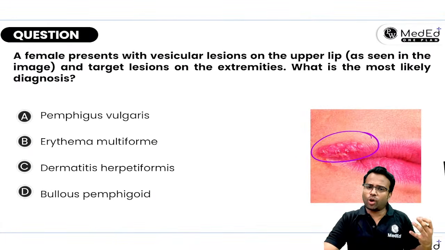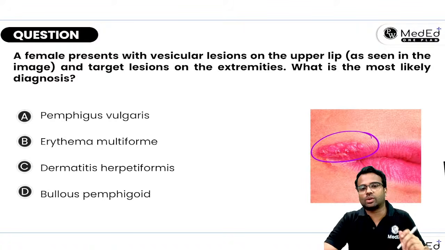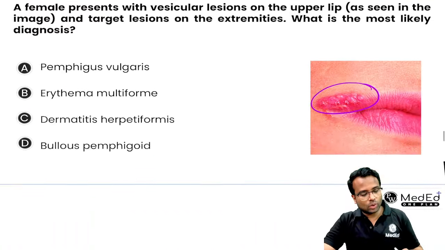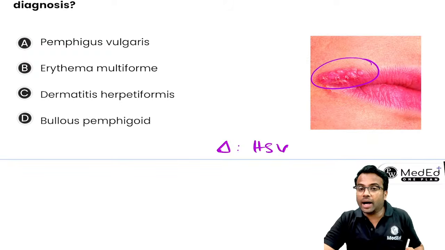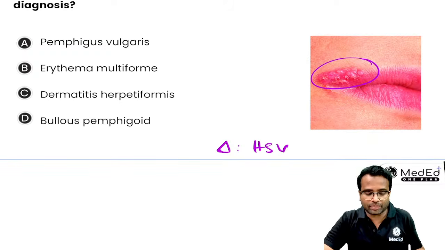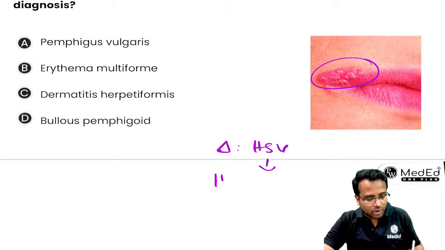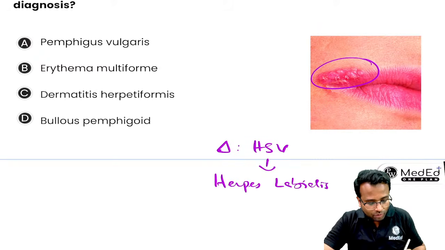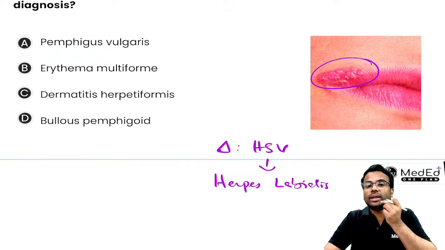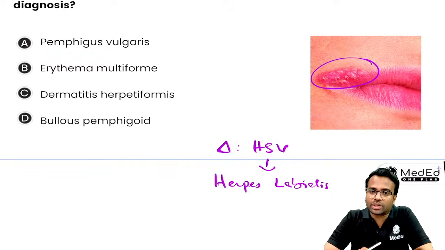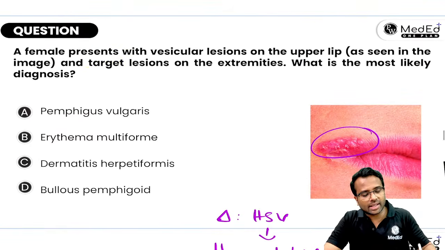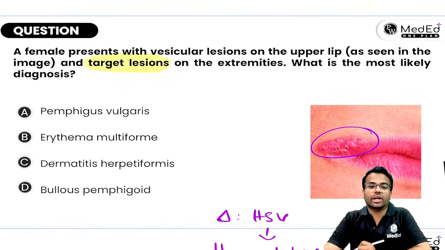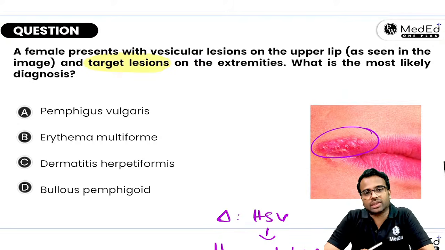Upper lips or lower lips, a group of vesicular lesions together. So this image diagnosis should be a herpes simplex virus infection, right? To be more specific, we call it herpes labialis. We call it herpes labialis when there is a herpes simplex virus infection over the lips. But the question says that there is another important word used here, target lesions.